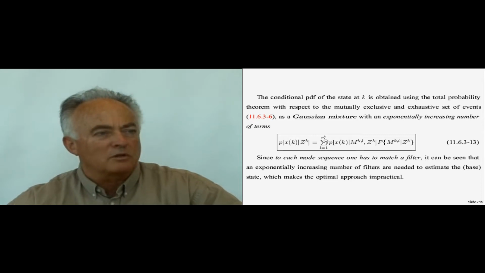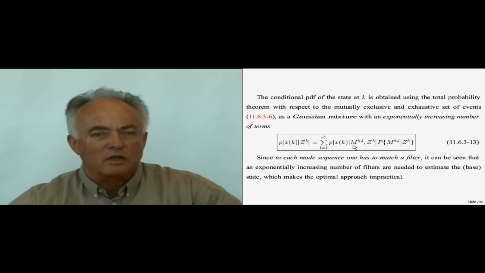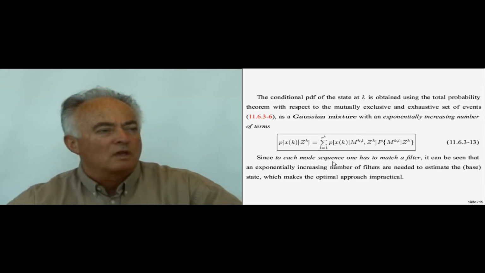So what we have is a simple use of the total probability theorem where we defined a set of mutually exclusive and exhaustive set of events. And these are the M super kl because they're all different and they encompass or cover all the possibilities. Therefore, we can see that to each mode sequence we will have to match a filter. And we will have an exponentially increasing number of filters that are needed to estimate the base state, which makes this approach optimal, but impractical.